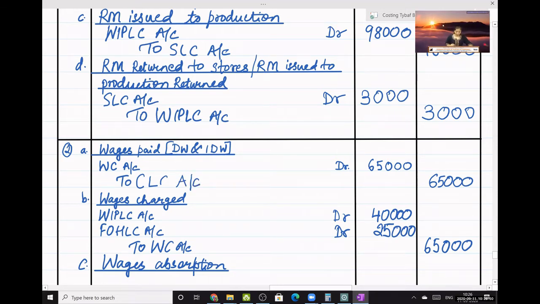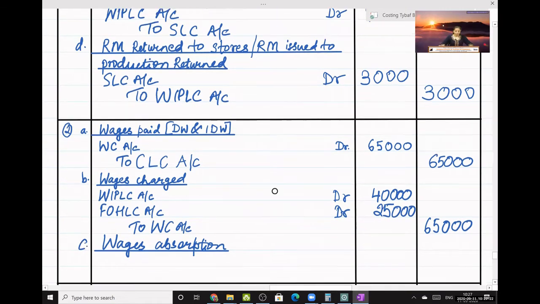ठीक है. Then charge it. Wages charged. Wages paid, pay together. 40 plus 25, 65. And then charge it. In absence of information, assume whatever is paid is fully charged. So direct wages will be charged to WIP, indirect will be charged to factory. Okay. And wages absorption, we will see when we close the ledger.